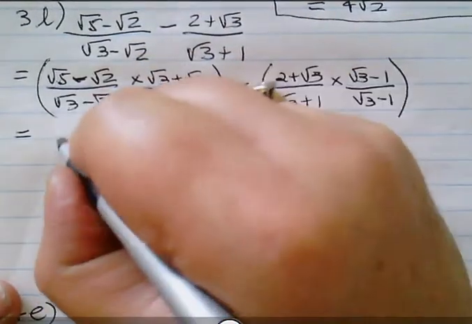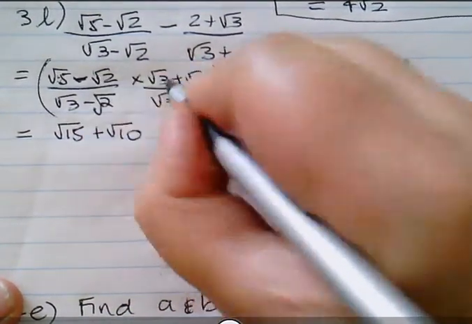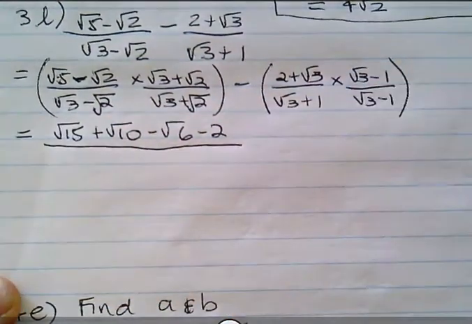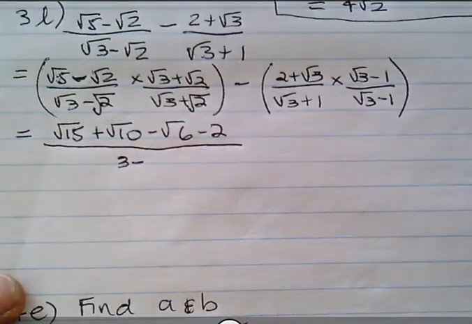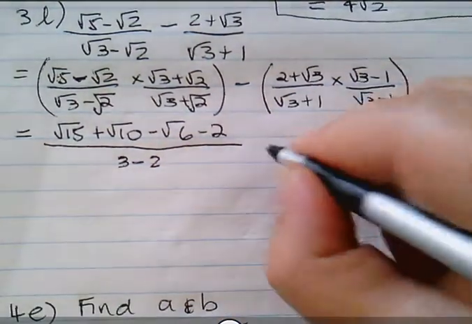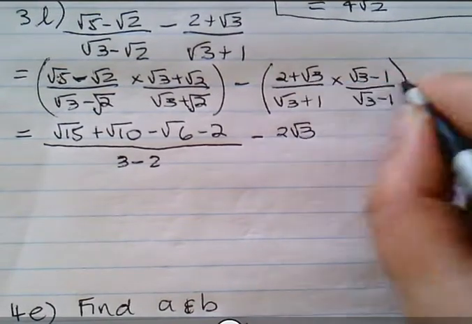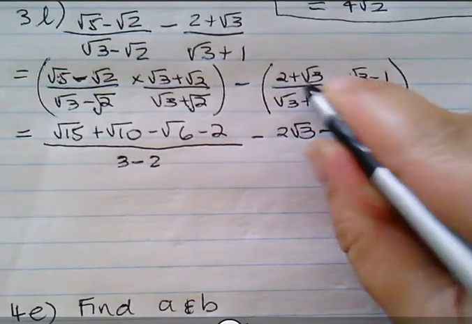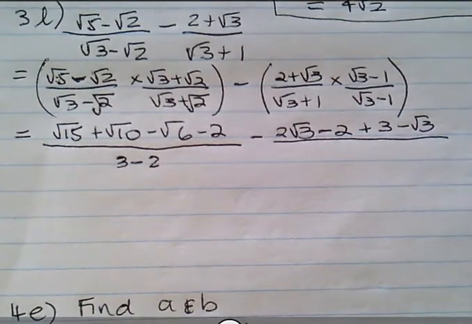So what have we got? Root 15 plus root 10 minus root 6 minus 2 over, root 3 squared is 3, minus root 2 squared is 2. So this denominator is 1, minus this next one, 2 root 3 minus 2 plus 3 minus root 3 over, what's this second denominator?